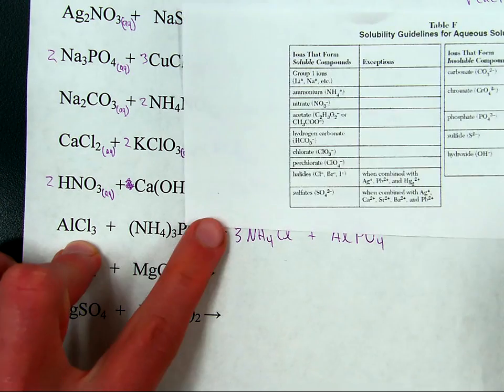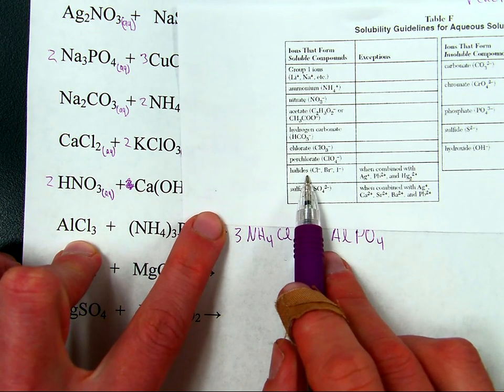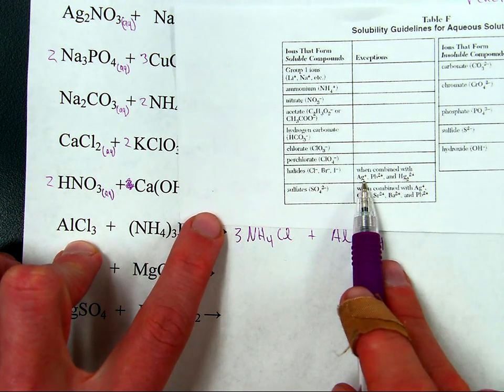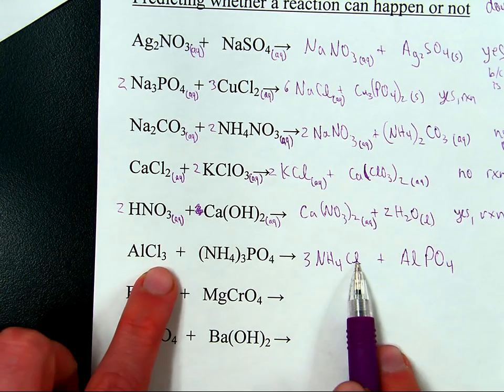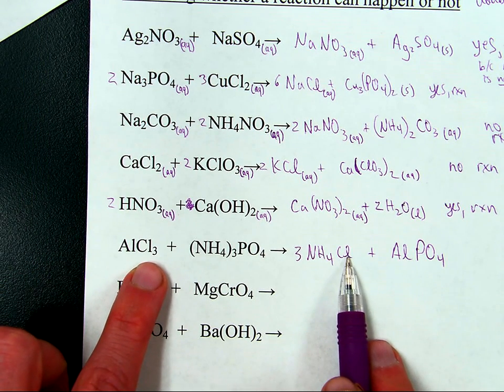But working this up. Okay, halides will dissolve unless they're with silver, lead, or mercury. So these are both halides, and these are neither lead nor silver nor mercury, so they both dissolve according to the chart.